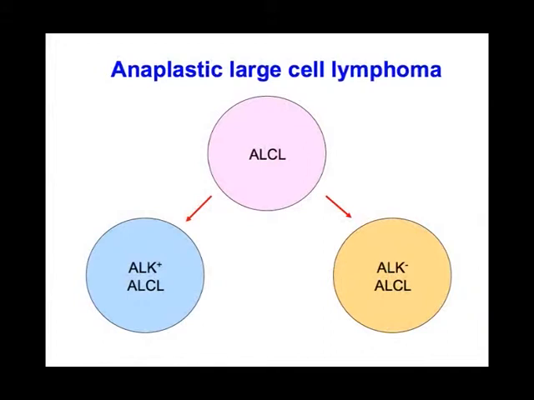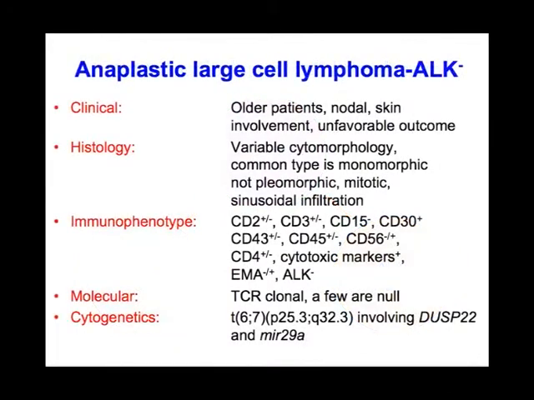Now, suffice it to say that we recognize anaplastic large cell lymphoma, and now, as of 2008, we divided it into two groups, one of which is provisional. But I'll remind you that this ALK negative ALCL, although provisional, is a fairly frequent diagnosis. In contrast to ALK positive disease, these patients tend to be older, and they tend to have a much less favorable outcome.